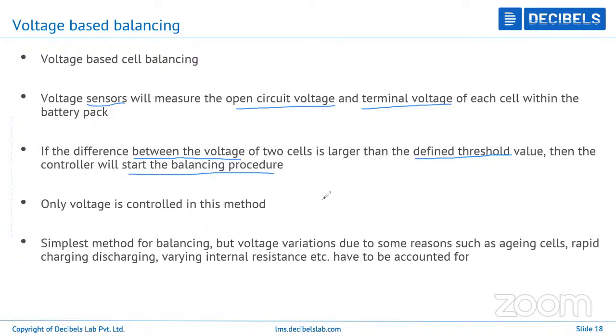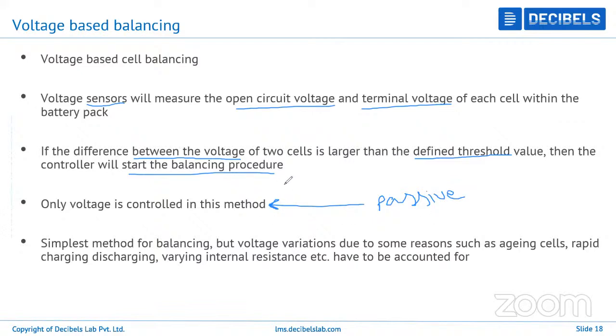So it will start to balance all of the cells. But the major drawback is that only voltage can be controlled in this, and not more than that. There won't be much importance given to current as such, and the priority will be given only to voltage. As I said, passive balancing will be limited to voltage based balancing.